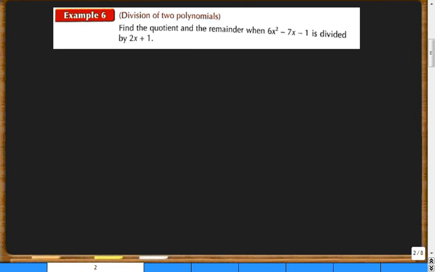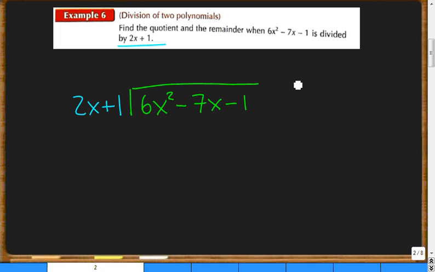So we set this up like a traditional long-hand division problem that we've done before. Have our little division bar. We place our numerator, which is the 6x squared minus 7x minus 1, and we're dividing that by 2x plus 1. So what this looks like is what happens if we do this.